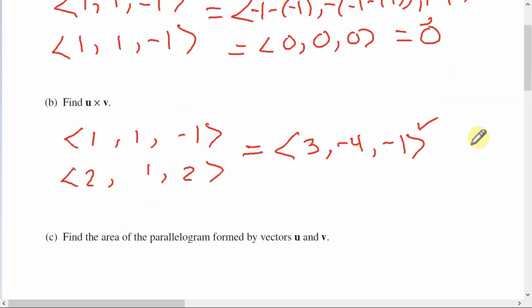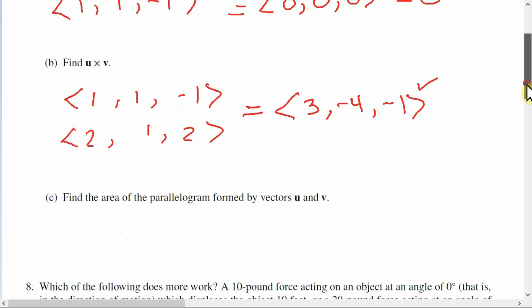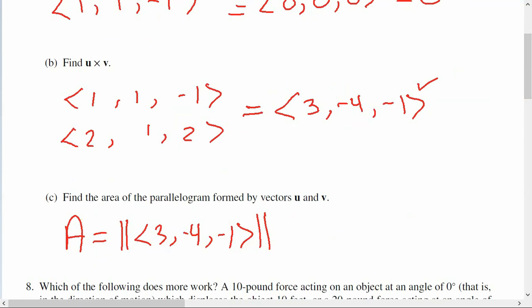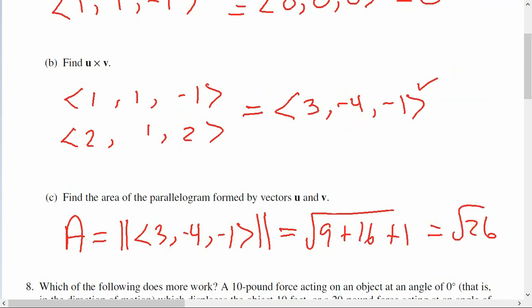Then it says find the area of the parallelogram formed by vectors u and v. And I've already done the work other than finding the magnitude of 3, minus 4, 1. That will be the area, the magnitude of that cross product. And so that will give me the square root of 9 plus 16 plus 1. That's the square root of 26.